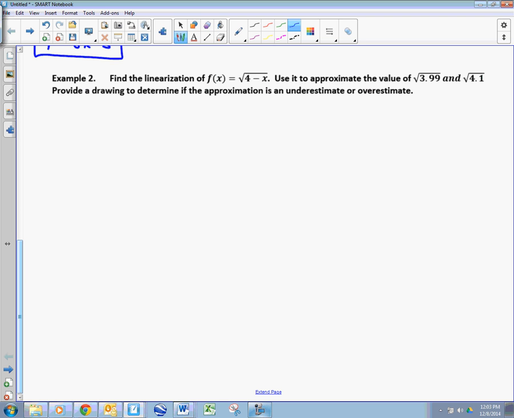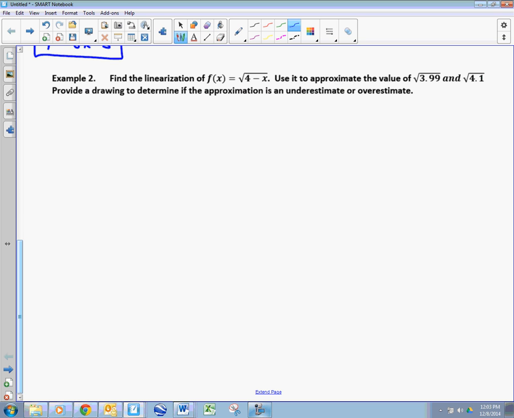Okay, let us now do one last problem for today. Find the linearization of f of x equals the square root of 4 minus x. Use it to approximate the values of square root of 3.99 and square root of 4.1. Back in the day, they did not have calculators to produce values of square root of 3.99 or square root of 4.1. They would use calculus to approximate these values.